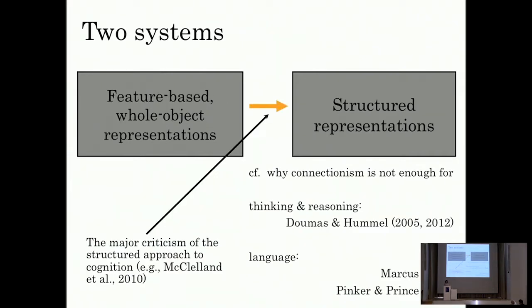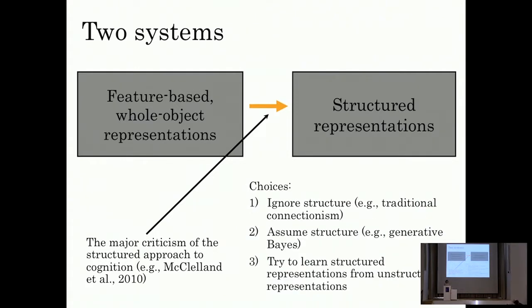So how can we go from a system that can learn from experience to a system that can learn structured representations from experience, right? And this is, again, not a new idea. There are lots of great arguments for why connectionism is not enough for thinking and reasoning from my collaborator Alex and his advisor, and also in language from Marcus and Pinker and Prince. So this is an old, hard problem.